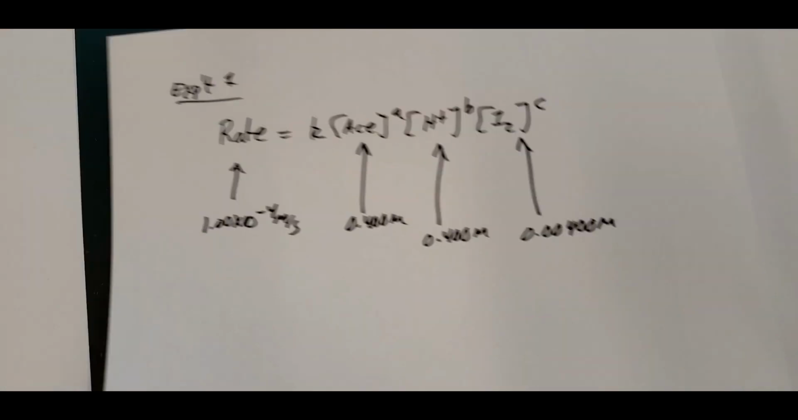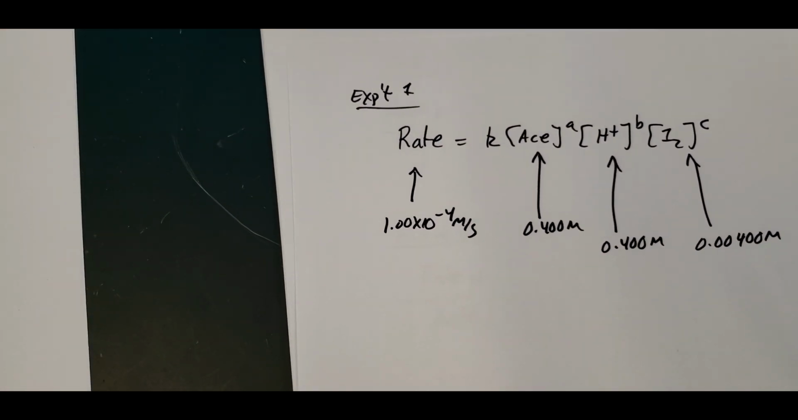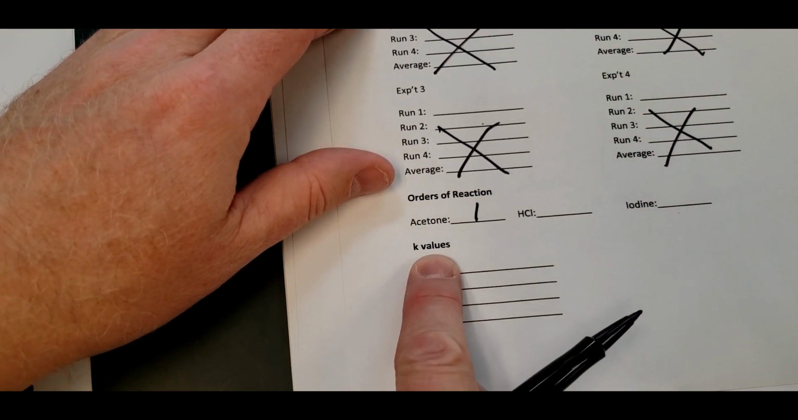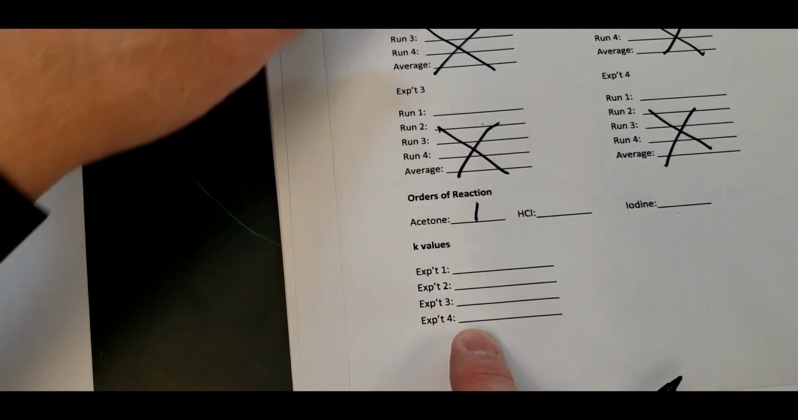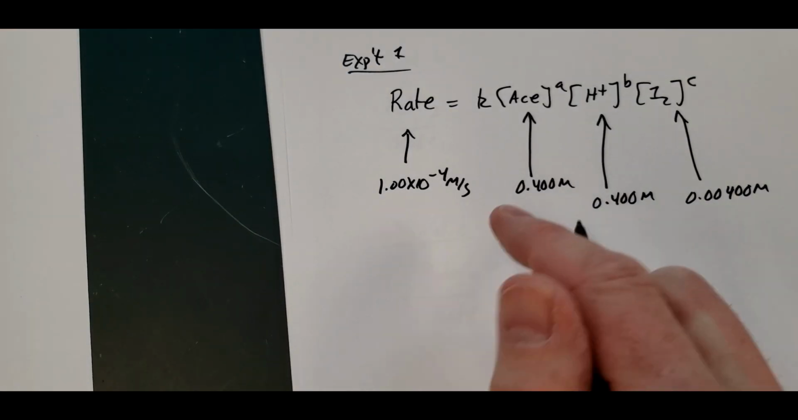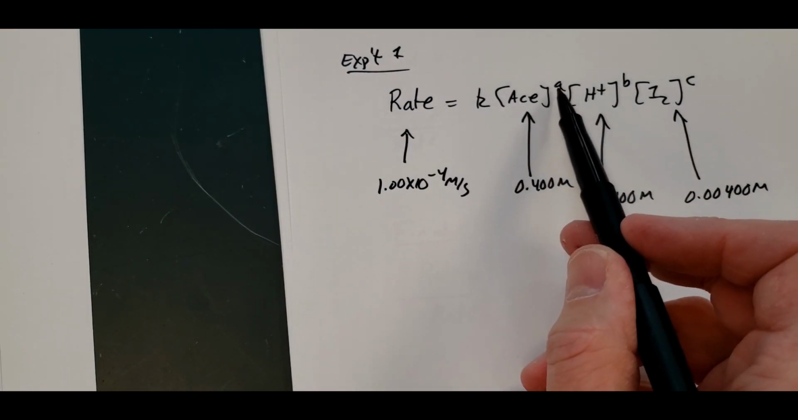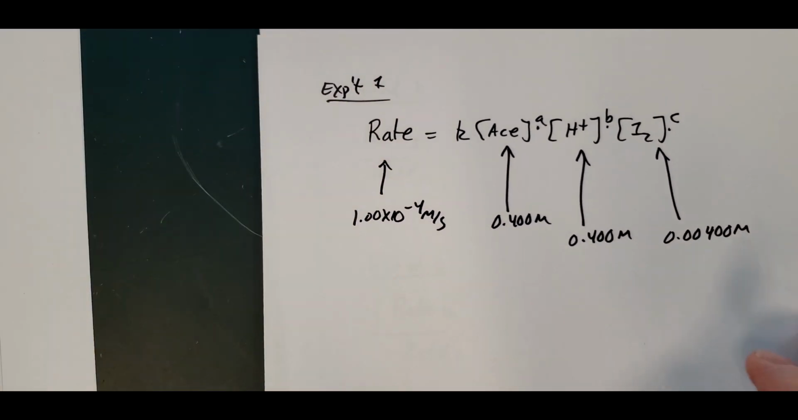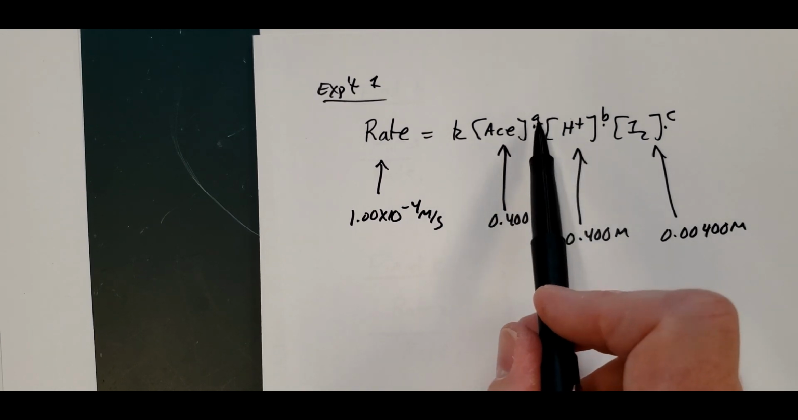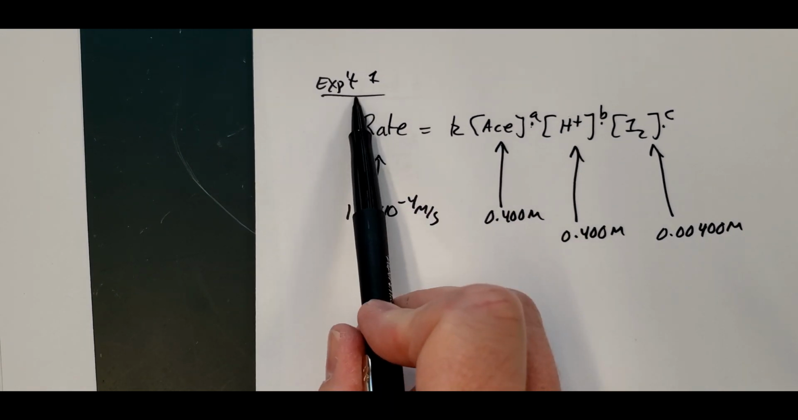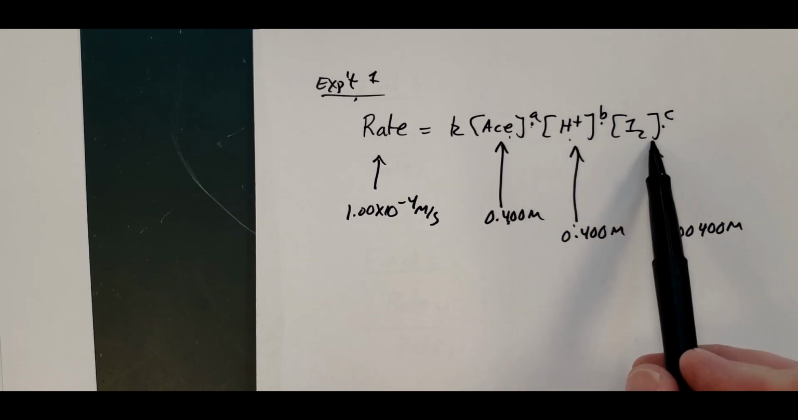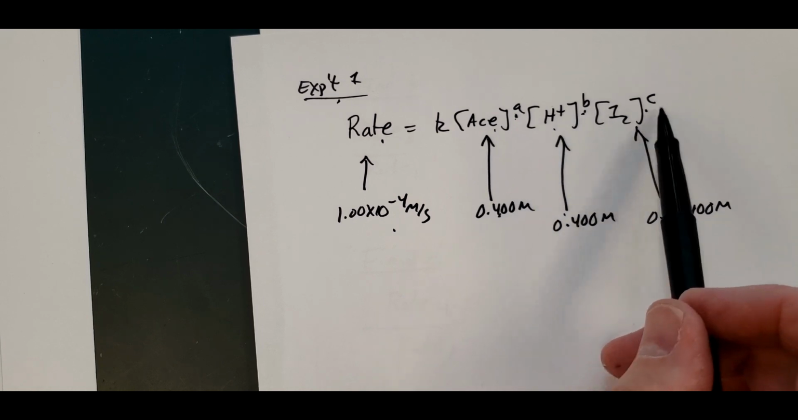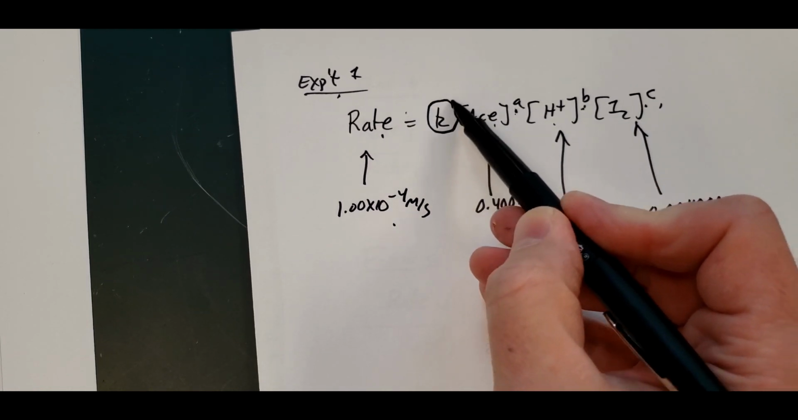Okay, to find K, notice I asked you to find K for experiments 1, 2, 3, and 4. Once you know what A, B, and C are, I now know that A is equal to 1. I'm going to figure out B and C. I won't do that, but that's what you want to do. So you'll know for experiment 1 these are the concentrations that go in here. This is the rate. And then we'll know what A, B, and C are. The only thing left over is K. That's the only thing that you don't know.